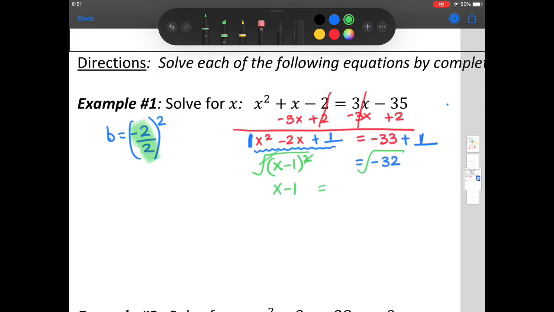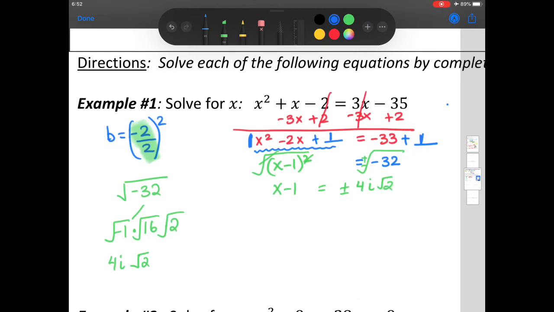What do you get? x minus 1 equals, let's simplify that. 32 is a non-perfect square and I also see a negative, so I know some i will be involved here. I'm going to do that on the side. Negative 32 is negative 1 times, what's the largest perfect square that goes into 32? 16 times 2. Square root of negative 1 is i, square root of 16 is 4, and 2 is not a perfect square, so it stays under the radical. So I'm going to simplify this to, and remember your plus and minus, plus and minus 4i rad 2.